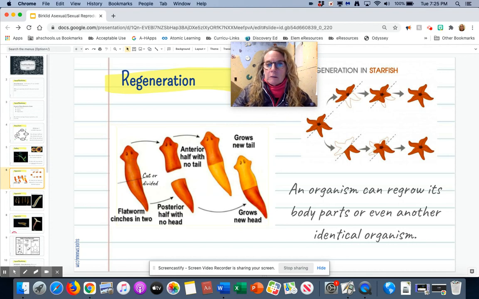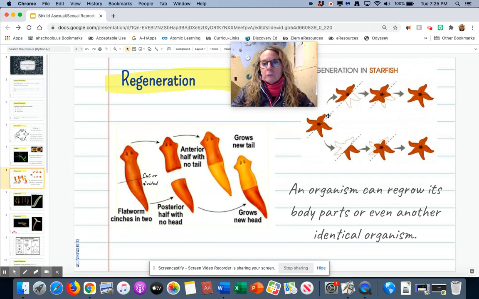Sometimes it looks a little bit like a fluke. But what happens, let's say we take this one and it gets cut in half, or it breaks in half. Maybe an organism tries to take a bite of it, or in my science class growing up, we got one and we cut it in half with a razor blade. So then you'd have these two parts. What would happen is this head would grow a new tail, and the tail would grow a new head, and you'd end up with two new planaria. So in regeneration, an organism can regrow its body parts or even another whole organism that is identical to the original organism.